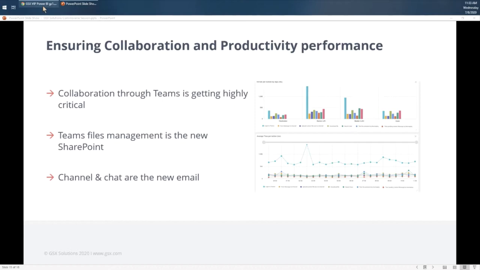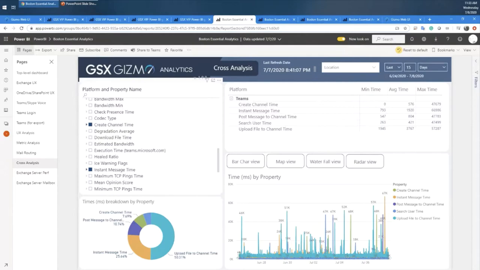Sure thing. So here we're viewing the metrics in milliseconds from robots performing Teams actions. The robots are amazing because they test a plethora of user actions. In this presentation, we selected the channel creation, instant messaging, posting a message to a channel, searching a Teams user, and also uploading a file to a channel. As you can see here, the mean time, average, and maximum time for these actions.